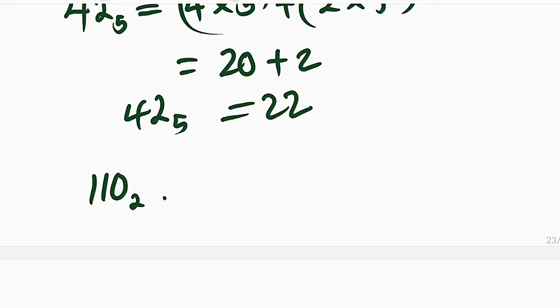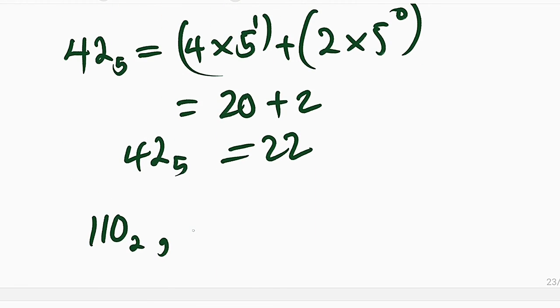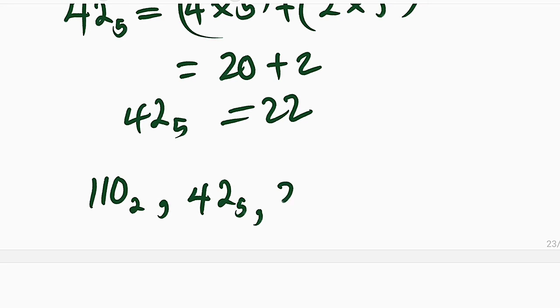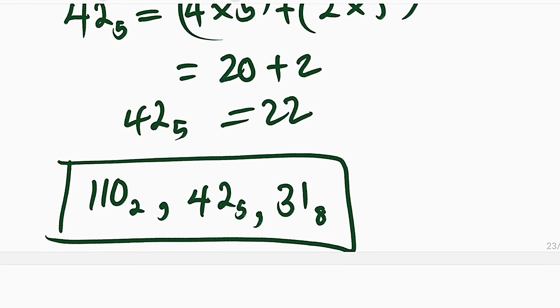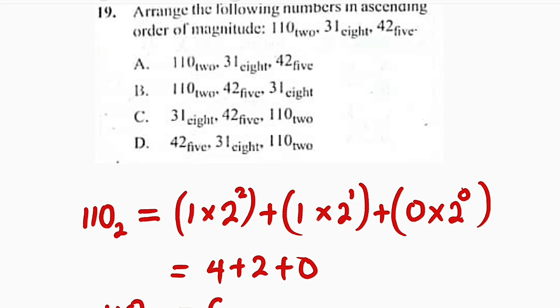110 in base 2, then comma. The next one, which is smaller, we have 22, which is equivalent to 42 in base 5. Then the last one is 31 in base 8. And hence, this is the solution to this problem: 110, 42, and 31, which is option B.